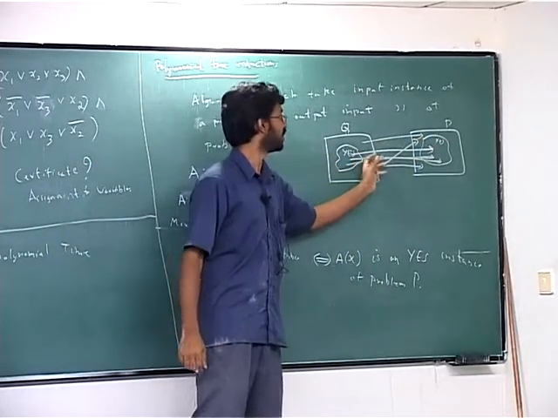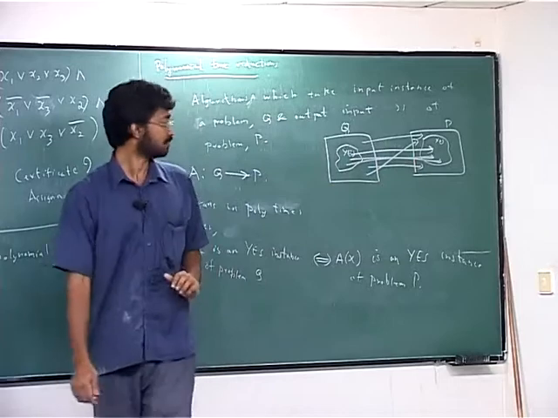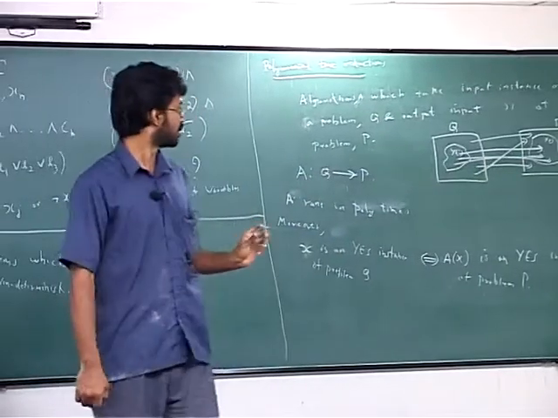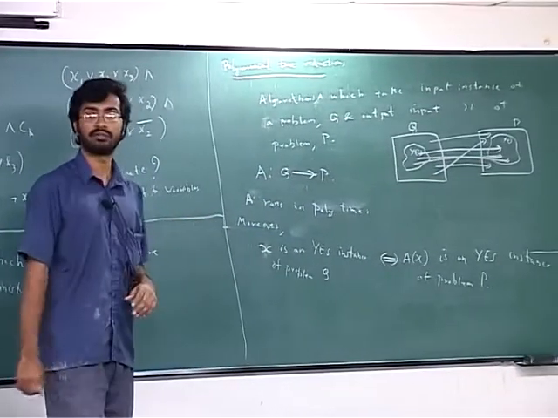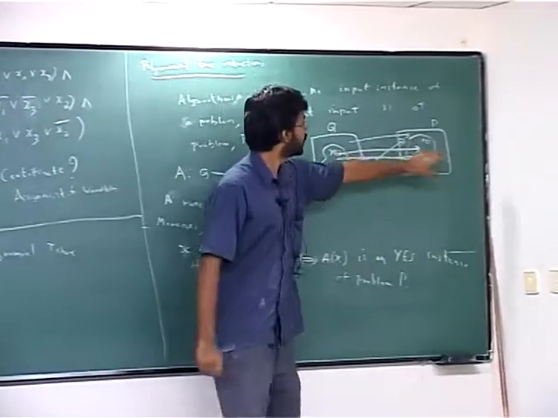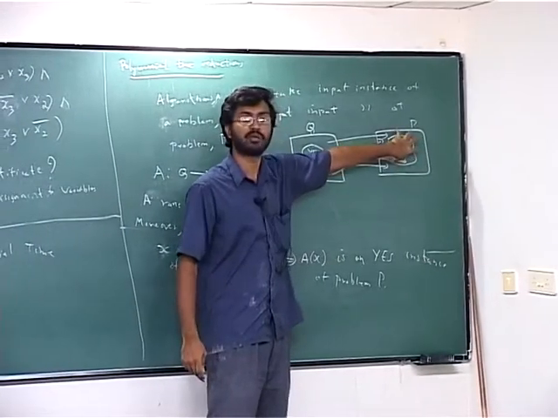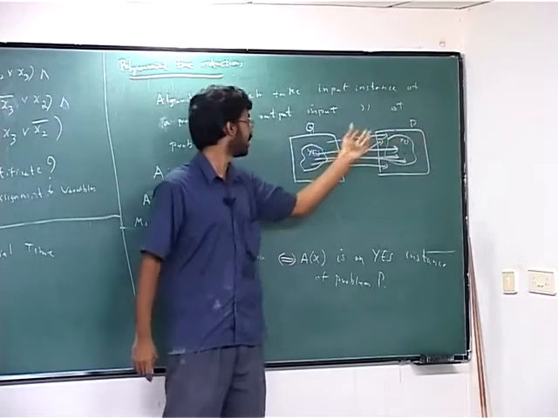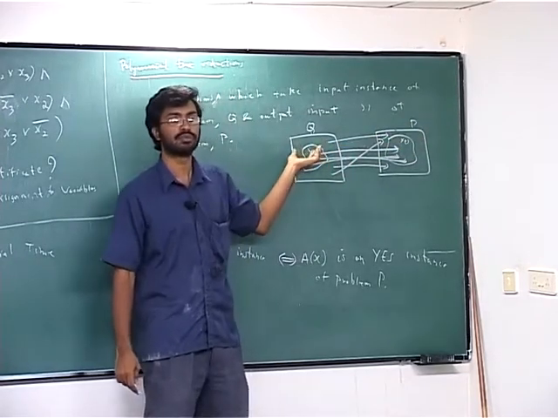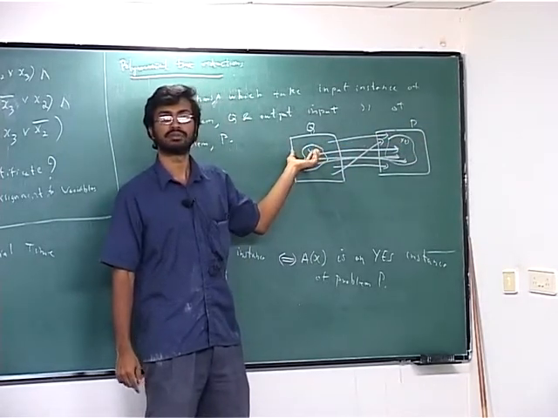S should be mapping to S and no should be mapping to no. What is the advantage of such algorithms? The advantage is that if I find a polynomial time algorithm for P, then I clearly get a polynomial time algorithm for Q. Is that clear?